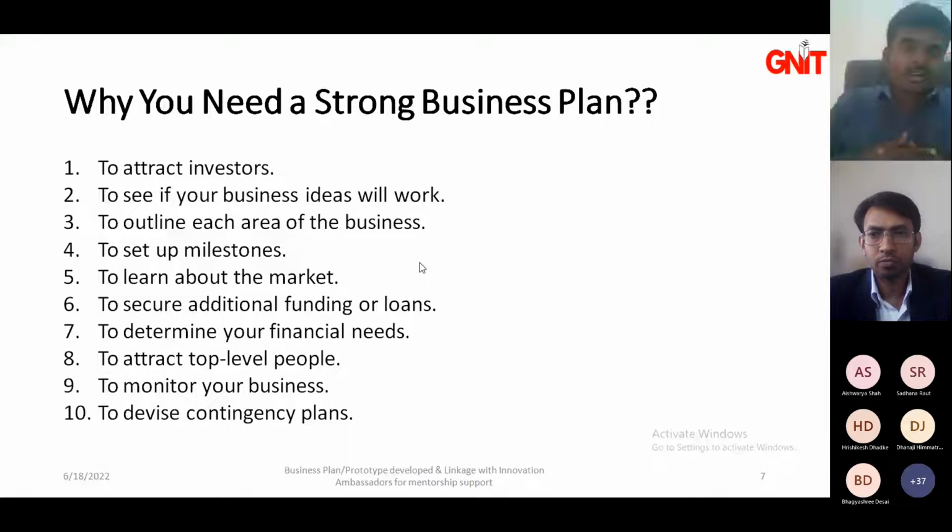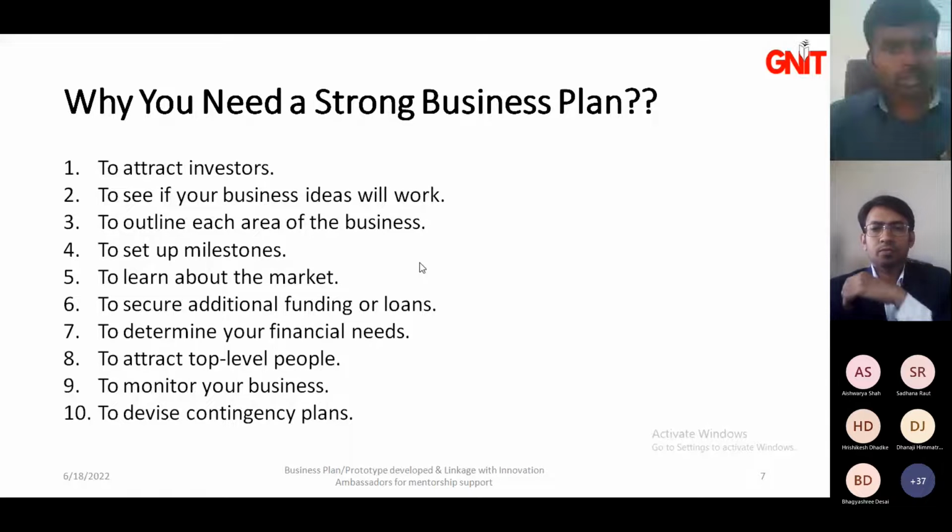And next comes the business plan. Why do you need a strong business plan? These are some of the 10 key things we need. If we have a strong business plan, it will attract the investors. Capital investors or venture capitalists will invest a certain amount in you. That is one of the first key points.